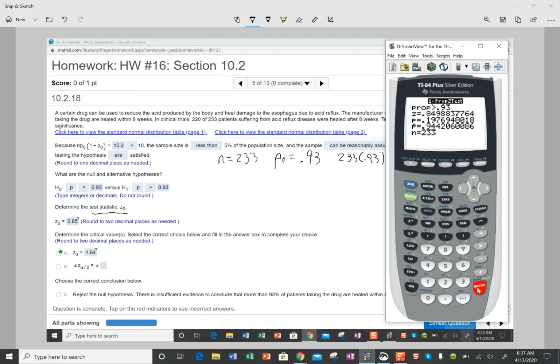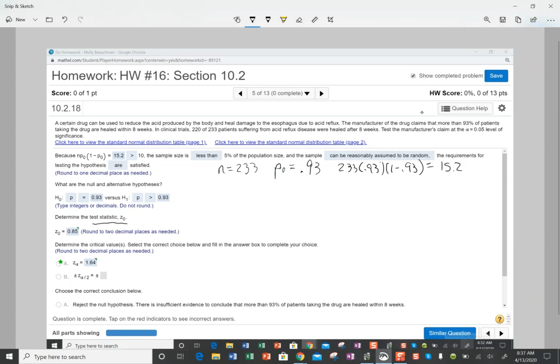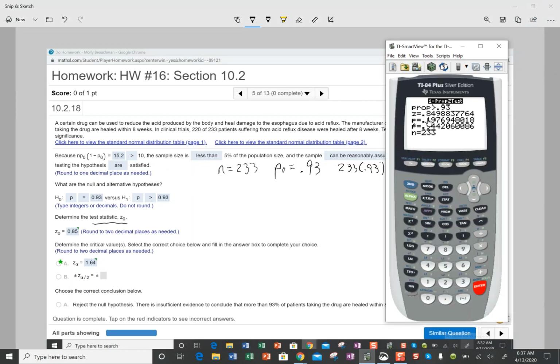So the output that the calculator gives is the z, your test statistic. The test statistic z is equal to 0.849. That's where this 0.85 comes from. And then the p-value is 0.1976. So how do these all relate to each other? I guess that's one of the things that we want to know.